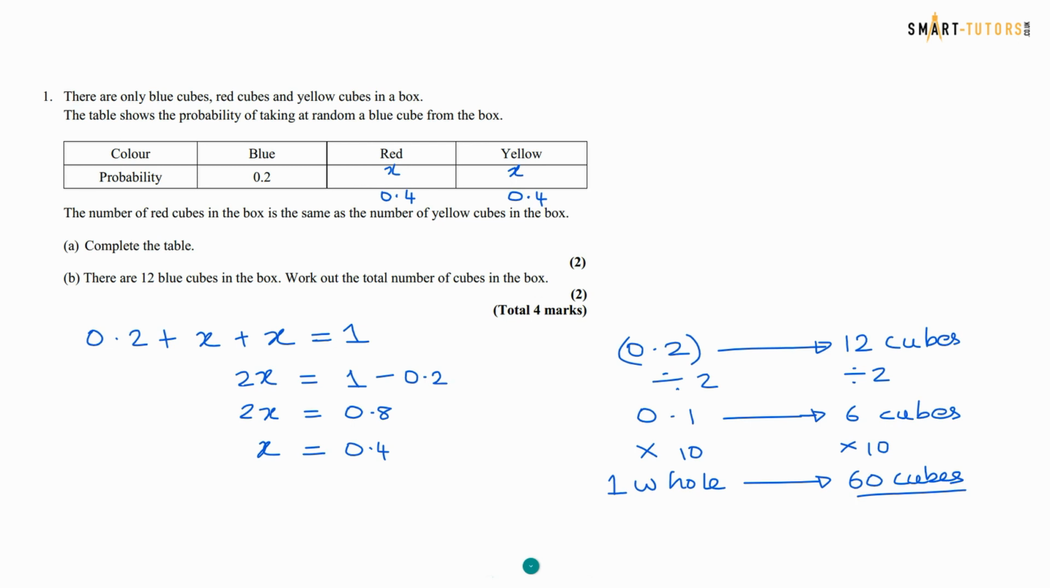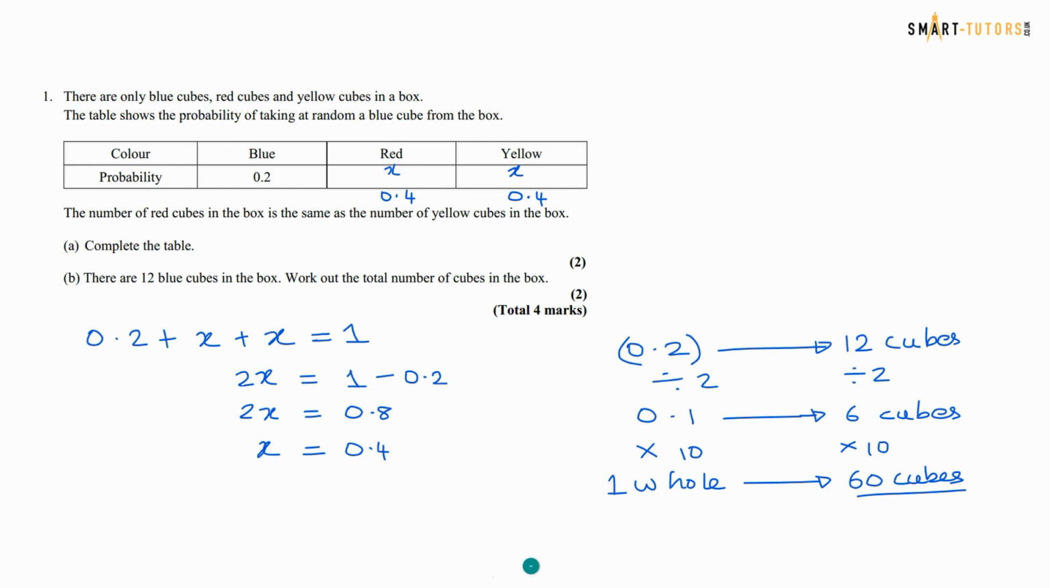So complete the table. All you want to do is put x and x, which means the probability is the same. So x plus x plus 0.2 equals 1, because the total probability equals 1, and from that you can find x equals 0.4. So once you find x equals 0.4, you can fill in red equals 0.4 and yellow is 0.4. There are 12 blue cubes in the box.